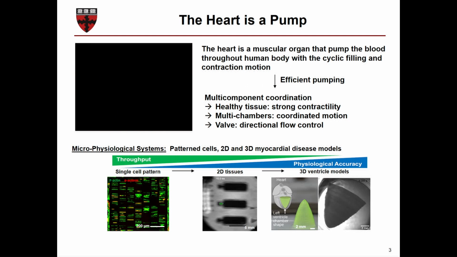So to study heart or cardiac physiology, or to conduct drug tests as a clinical test, a microphysiological system should include a cardiac model that represents the physiologically relevant function of the heart from the cell model or tissue model. For this microphysiological system, there are multi-scale cardiac models, from isolated single cells to the 2D model, 2D laminar tissue, and then a 3D ventricle model.